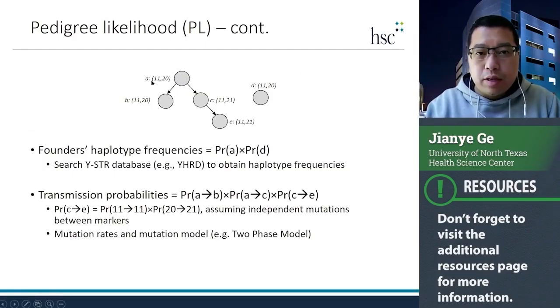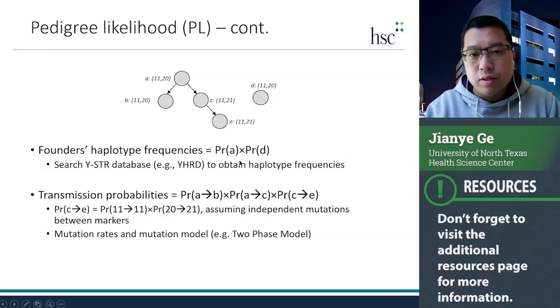Let's say A has 1120 and C has 1121, and we have this one possible haplotype combination. Then when we calculate the pedigree likelihood, we first look at the founders. In this example, we have two founders, A and D. So the founders' haplotype frequency would be the product of these two haplotype frequencies. And you may get the haplotype frequency by searching some Y-STR database like the Weir.